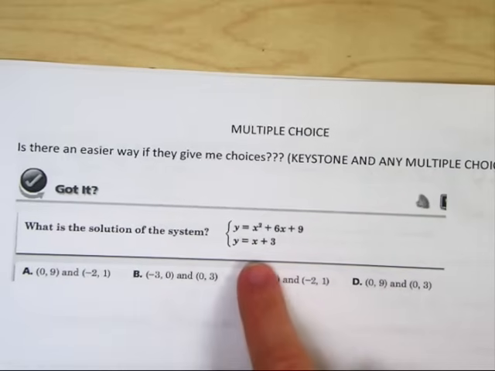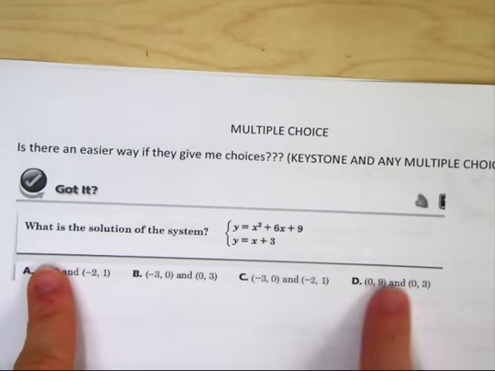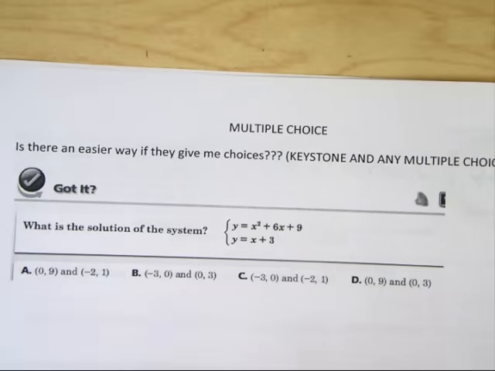What is the solution to these systems? Let's look at our options. Let's try option A, okay? Option A will be wrong, but let's go ahead and figure out why. Let me get my calculator.